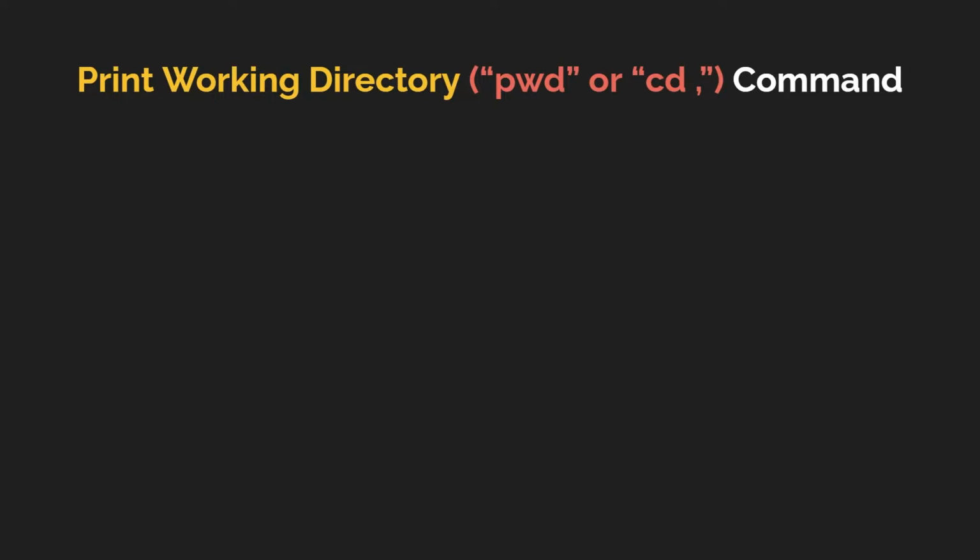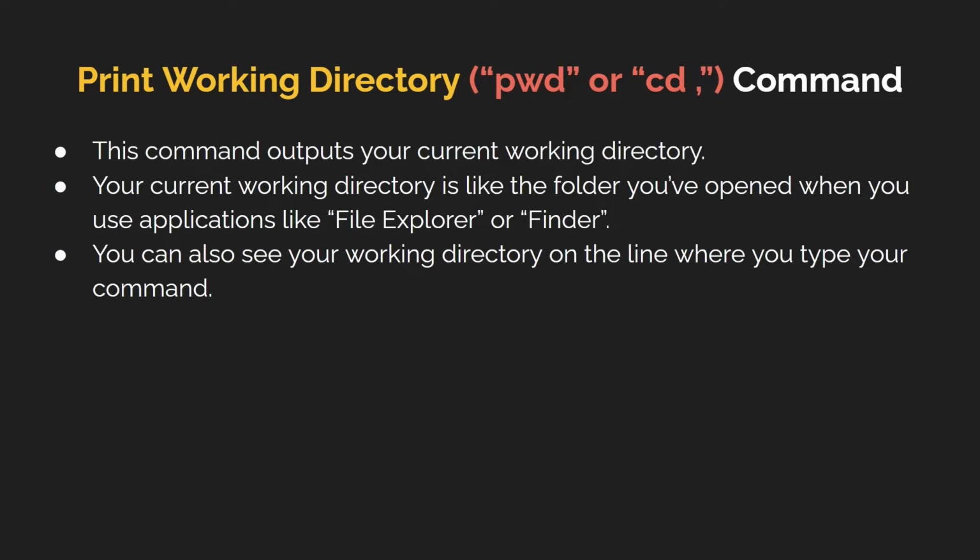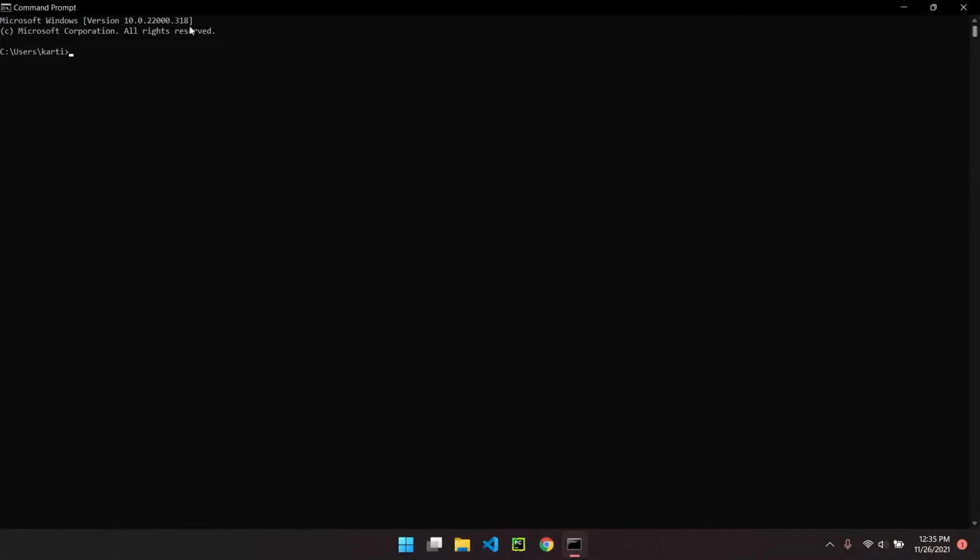Now what this command does is it outputs your current working directory. What do I mean by current working directory? In Windows, you have used File Explorer, in Mac, Finder. When you open these file explorers, you open a certain folder, okay? And that folder is your working directory. That's the folder you're working on, right? In the same way, when you open up a terminal, it has a current working directory, and you can see that working directory on the line where you type your command.